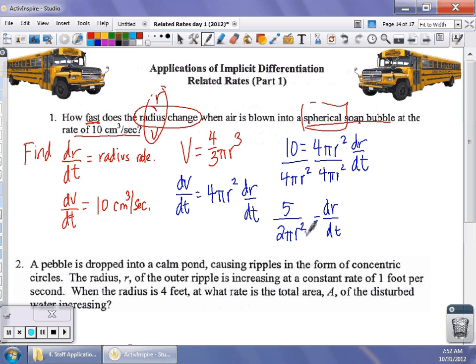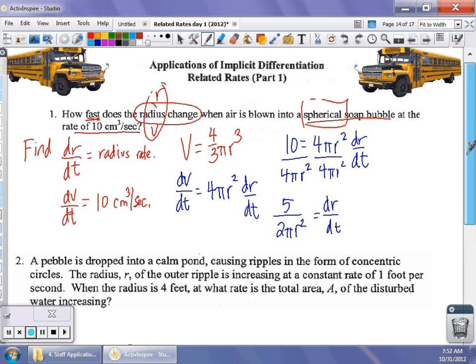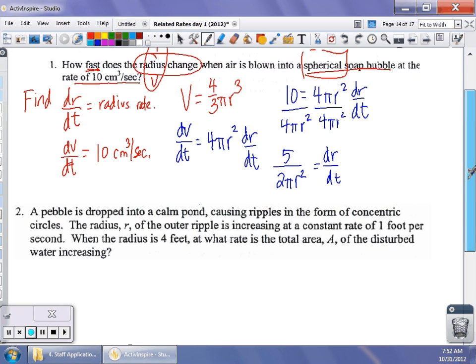Again, we don't have a value and we don't have to put units in because they're not asking for a particular time. This is just a formula for the rate of the radius change. All right, let's take a look at another problem that will give us some values and we can actually solve it.